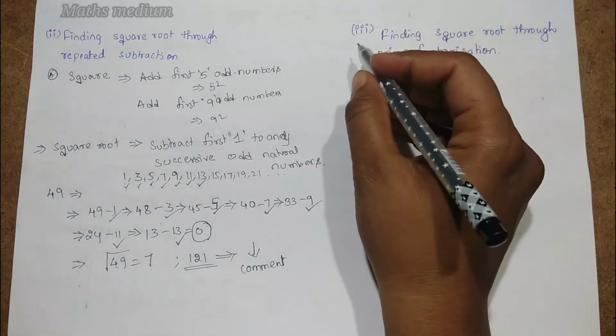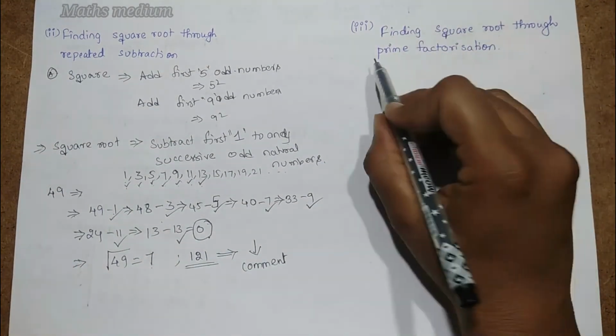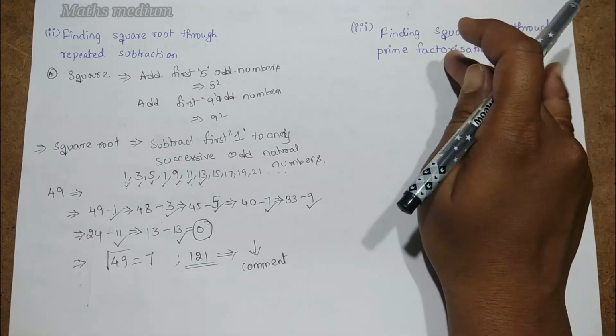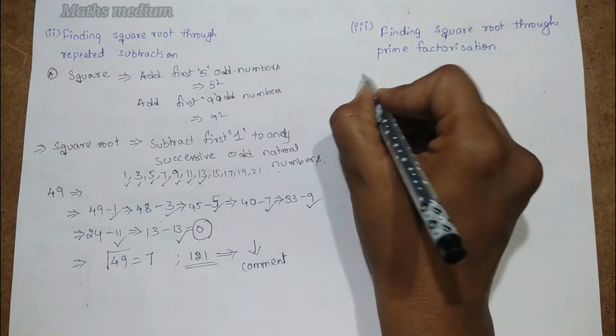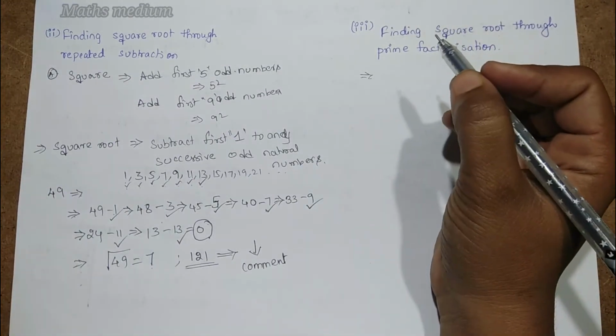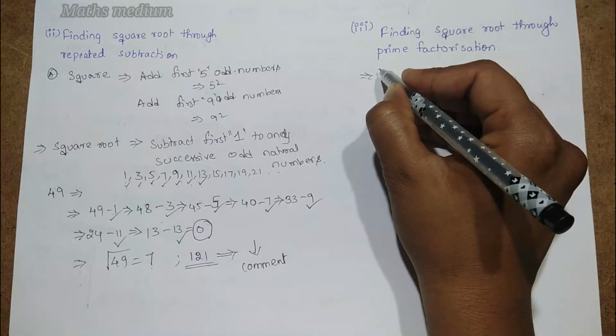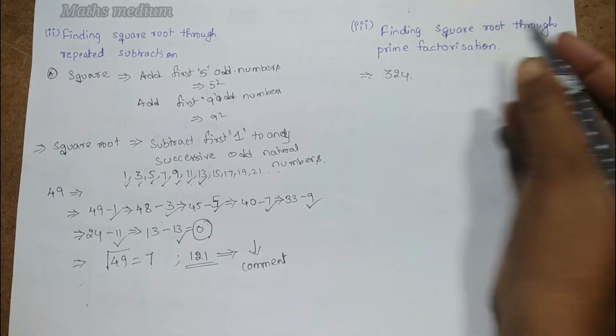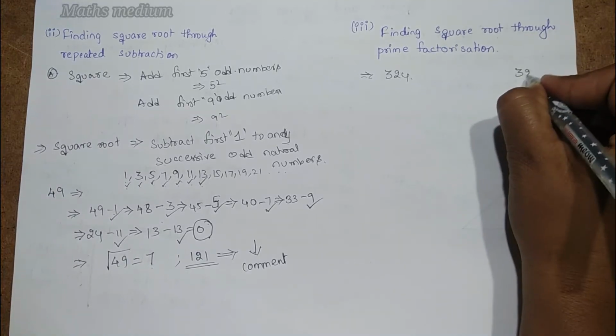Next, coming to the third one, finding square root through prime factorization for any given number. By using that, we have to find the square root. So let's take any number to find the square root. I am taking the number 324. Make prime factorization for this number. Then I will explain.